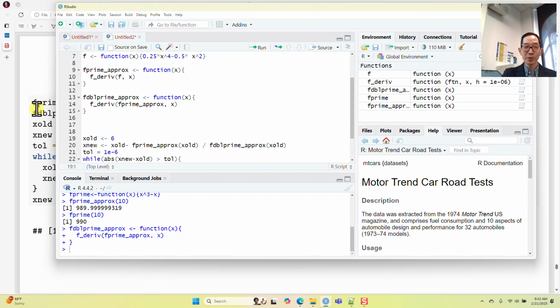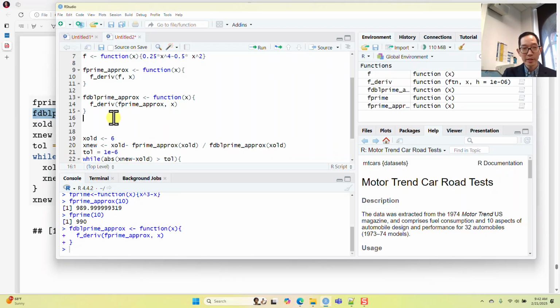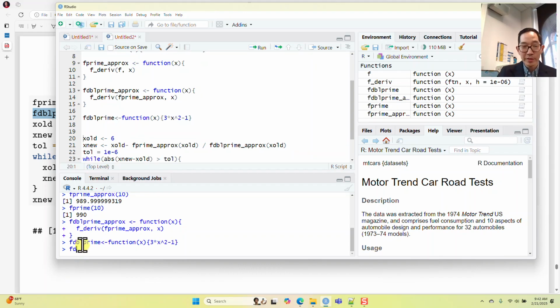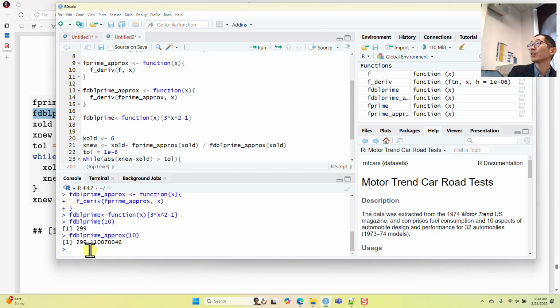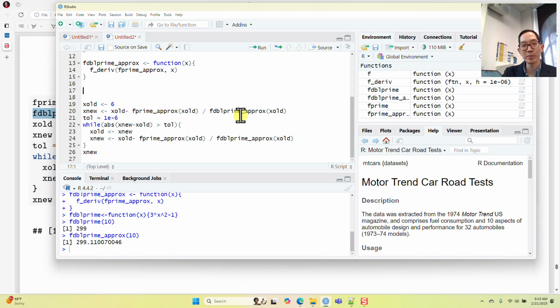Now, your errors, okay, the actual f double prime is this. And we can say, all right, well, how does this compare? So I can say, all right, what is f double prime at 10? F double prime at 10 is 299. My f double prime approximation, it's a little off, 299.11. Okay, so basically the amount of error kind of continues to grow and grow. But again, we're just looking for approximations. Okay, but anyway, I've got my approximate f prime, I've got my approximate f double prime.